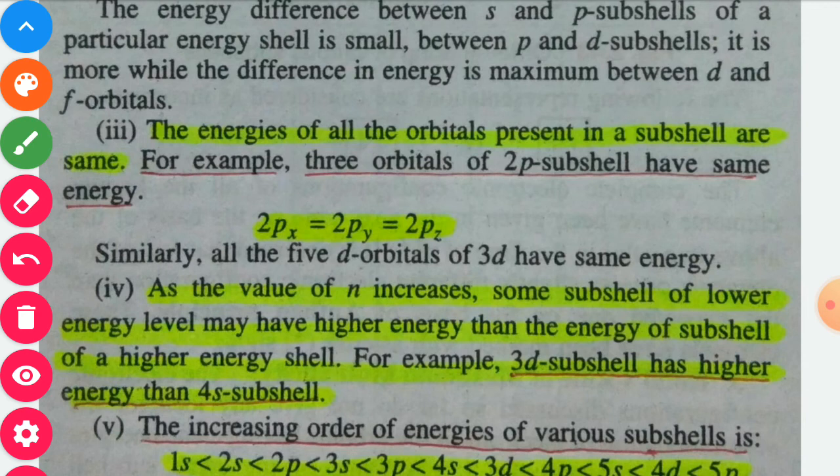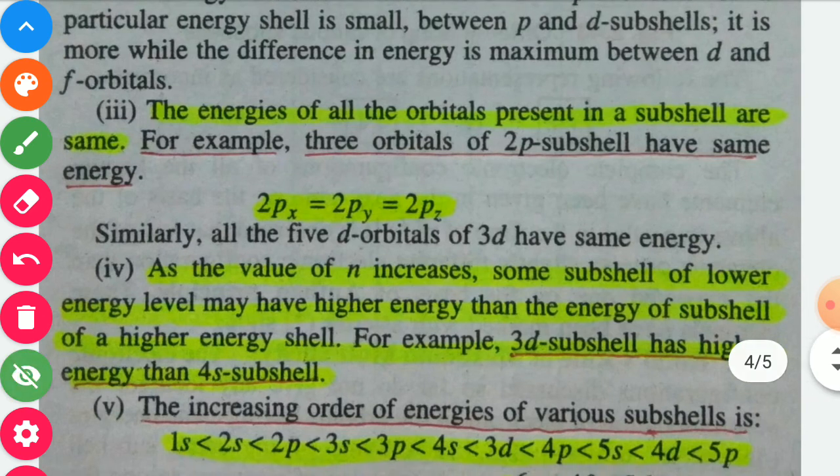and it has more energy as compared to a principal quantum number value that is more. Like here, 3d and 4s. So in the case of 3d, the principal quantum number value is 3. In the case of 4s, the principal quantum number value is 4. So if we compare the energy according to the quantum number, the energy of the third shell should be less as compared to the energy of the fourth shell.